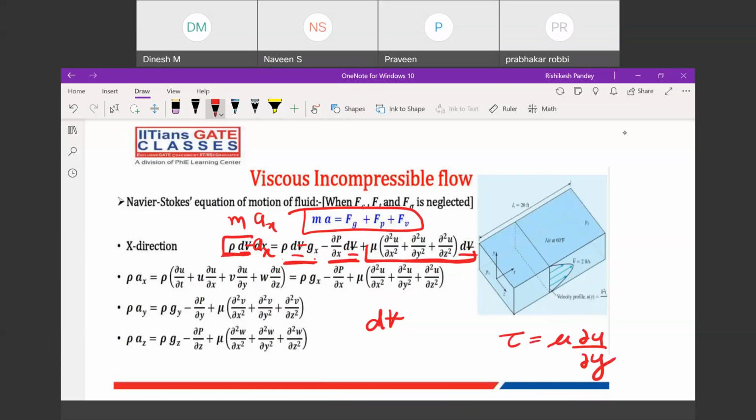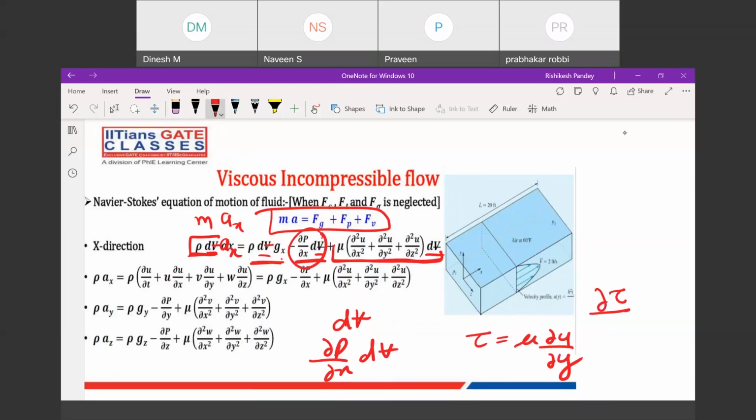Okay, now double derivative. Like here in the equation we have represented pressure as dou p by dou x multiplied by volume. In a similar way, when you see the derivation here, it will be dou tau by dou y and then multiplied by the volume. Okay, now tau can be replaced like this, so it will become mu dou 2 u by dou y square.